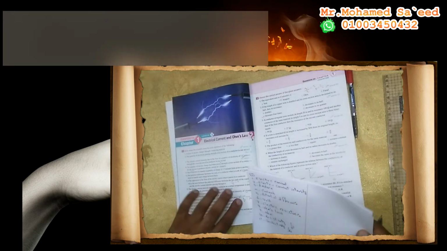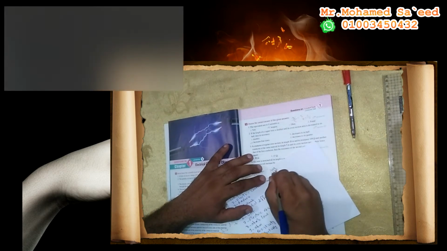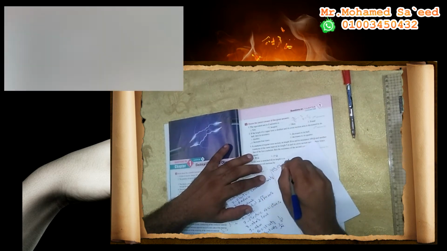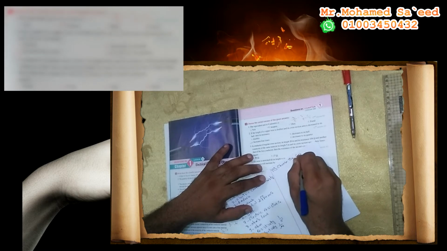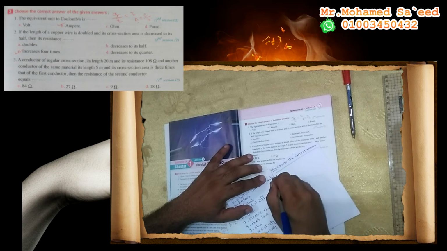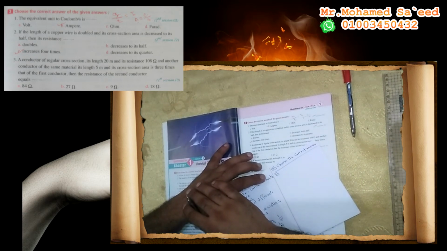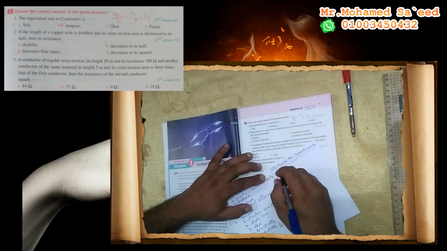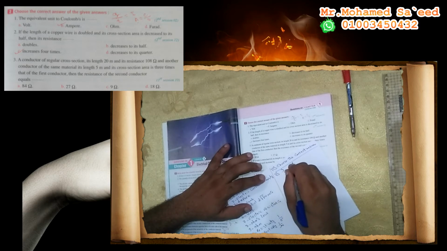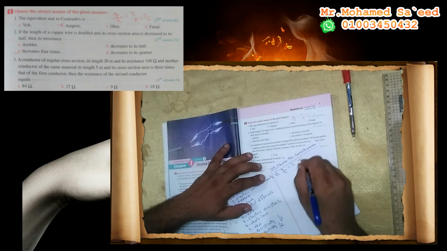Question number 2. Choose the correct answer. Number 1. The equivalent unit to coulomb per second. Coulomb per second means Q over T, and Q over T equals I. So coulomb per second is equivalent to ampere. So the true answer is B, ampere.